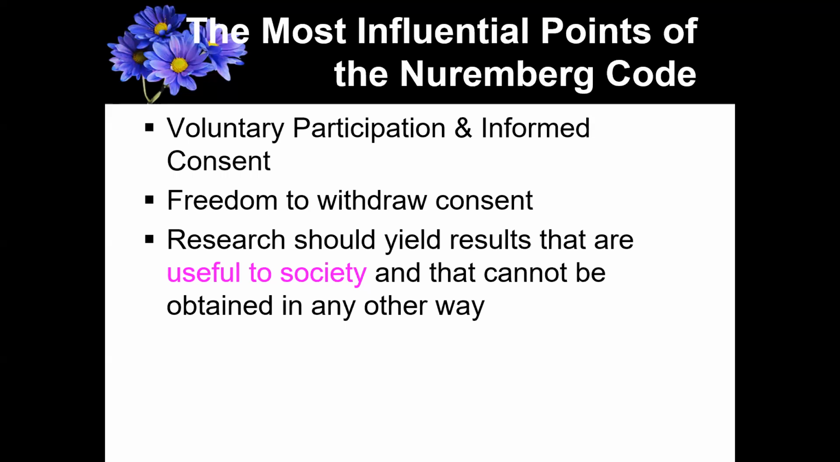And you don't have to really know the history of it, but some key features that evolved from this were voluntary participation and the idea of informed consent, as well as research being useful to society, or needing to be at least potentially useful to society, and cannot be obtained in any other way. So, the first one, voluntary participation, is the idea that people, of course, can't be forced into doing research. Right? They should have the option of doing it or not doing it.